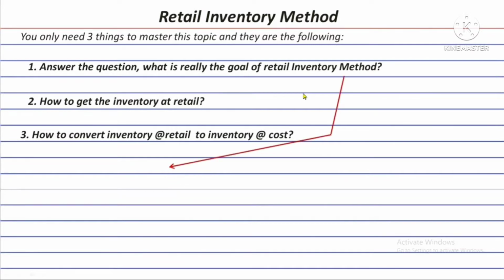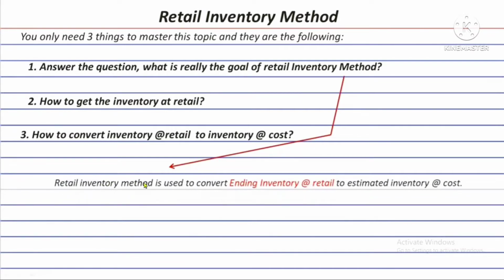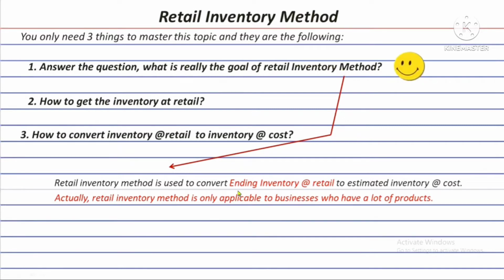Actually, we already know that the retail inventory method is used to convert ending inventory at retail to estimated ending inventory at cost. And aside from that, we already know also that the retail inventory method is only applicable to businesses who have a lot of products or variety of products. So basically, what I'm saying is we are already finished with this first question. So let's put a smiley here. So how about question number 2?